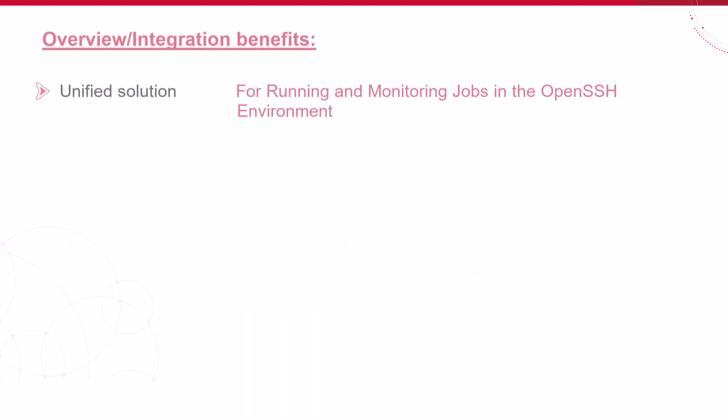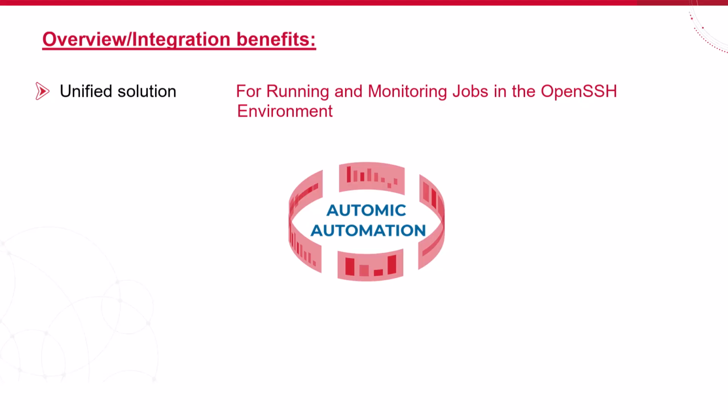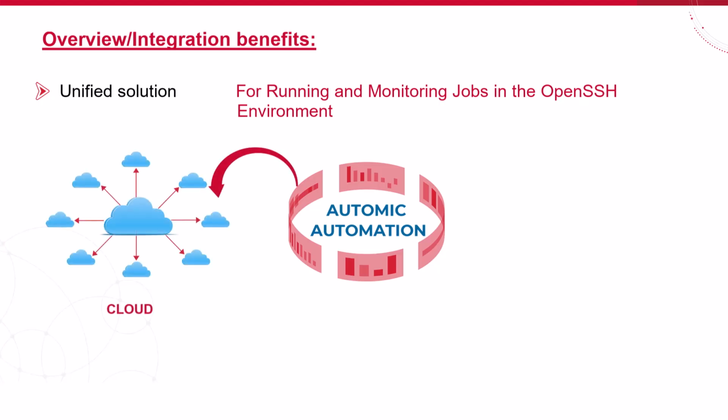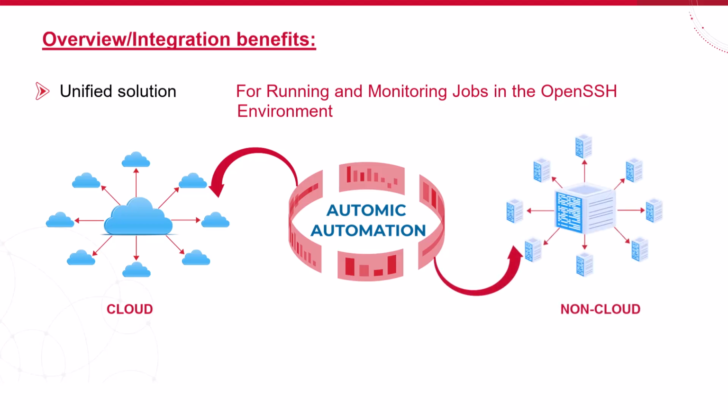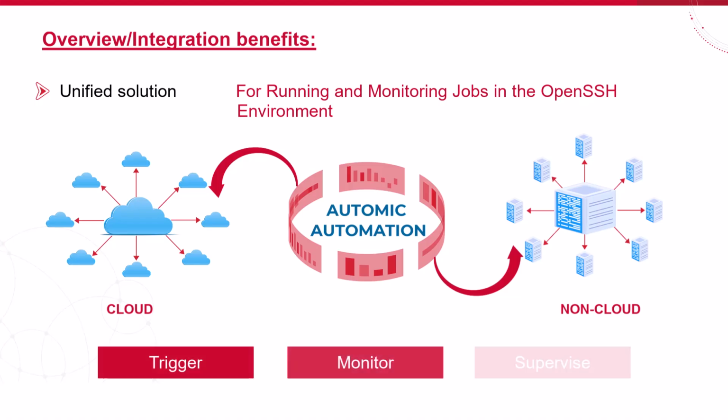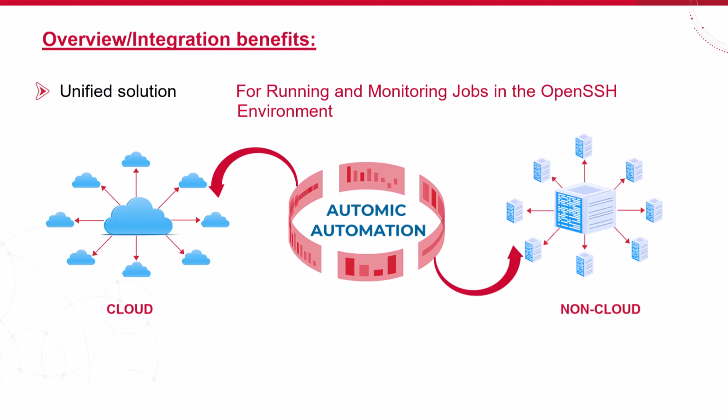Automic Automation plays a central role in orchestrating operations across multiple environments, including the cloud. Automic Automation synchronizes these processes with other, non-cloud operations. By integrating OpenSSH, we can configure process automation centrally in Automic Automation and then trigger, monitor, and supervise everything in one place. OpenSSH processes can then be synchronized with all other environments routinely supported by Automic Automation.